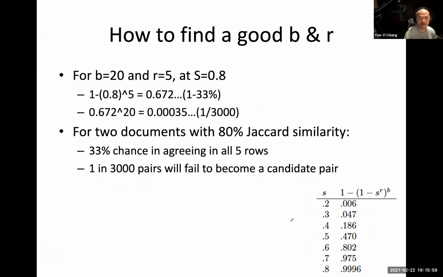Let me ask the question again. Our setting is only to look at B and R, right? We cannot change S. S is your document similarity. And we can also have one setting that's about your application. For my application, I want to find every document pair that has an over 0.5 Jaccard similarity. Okay, so 0.5, I really care about 0.5. And I use B equal to 20, R equal to 5, and this is my candidate probability. Is this good?